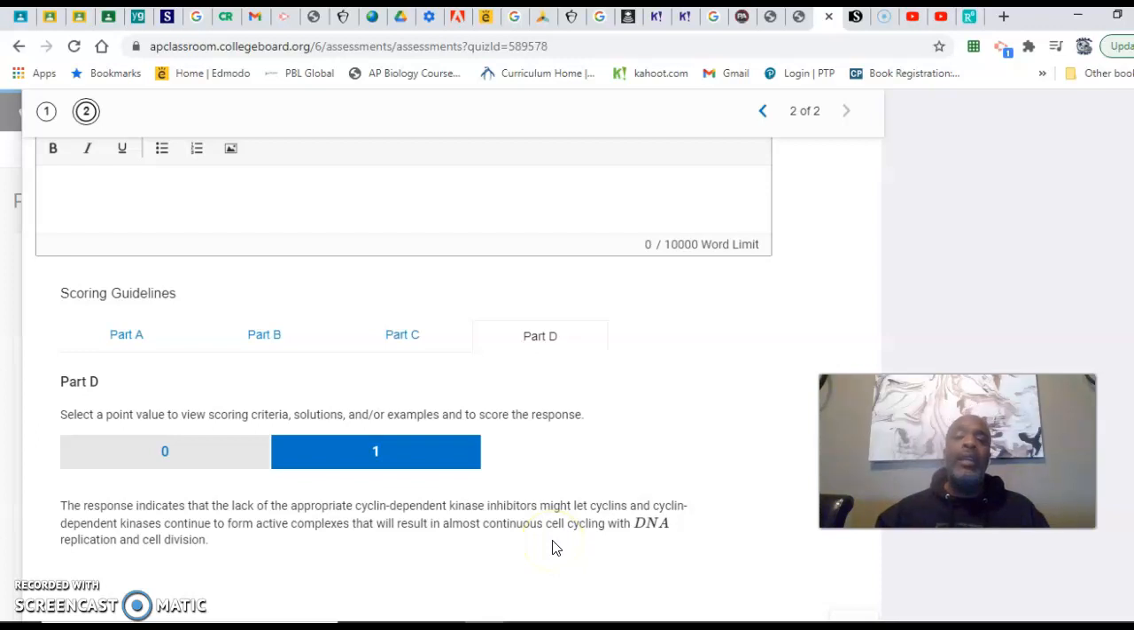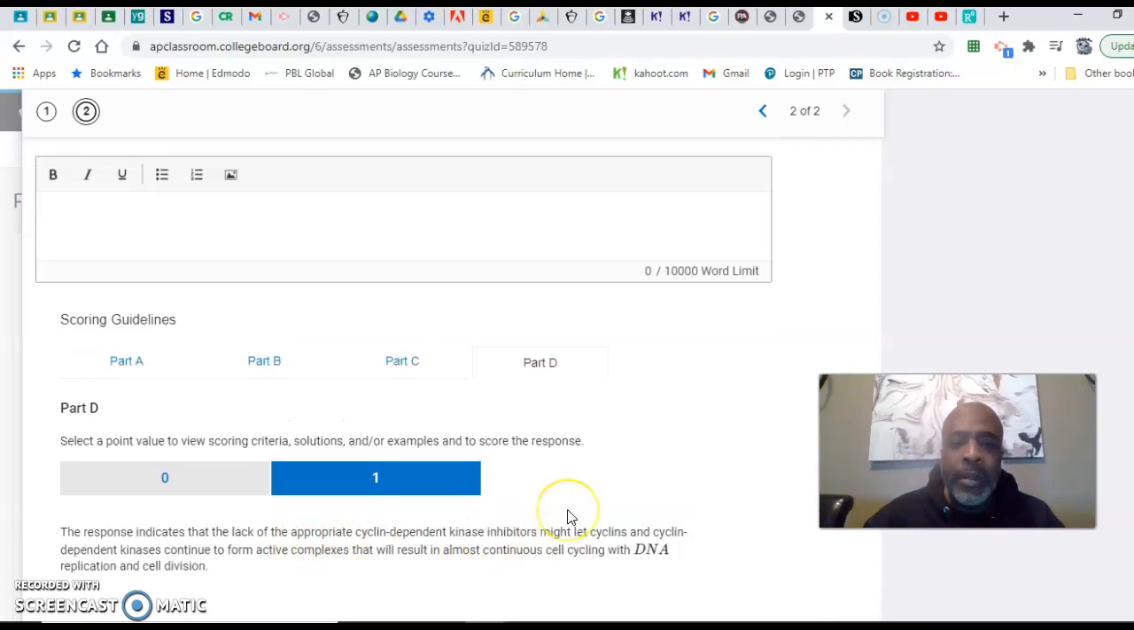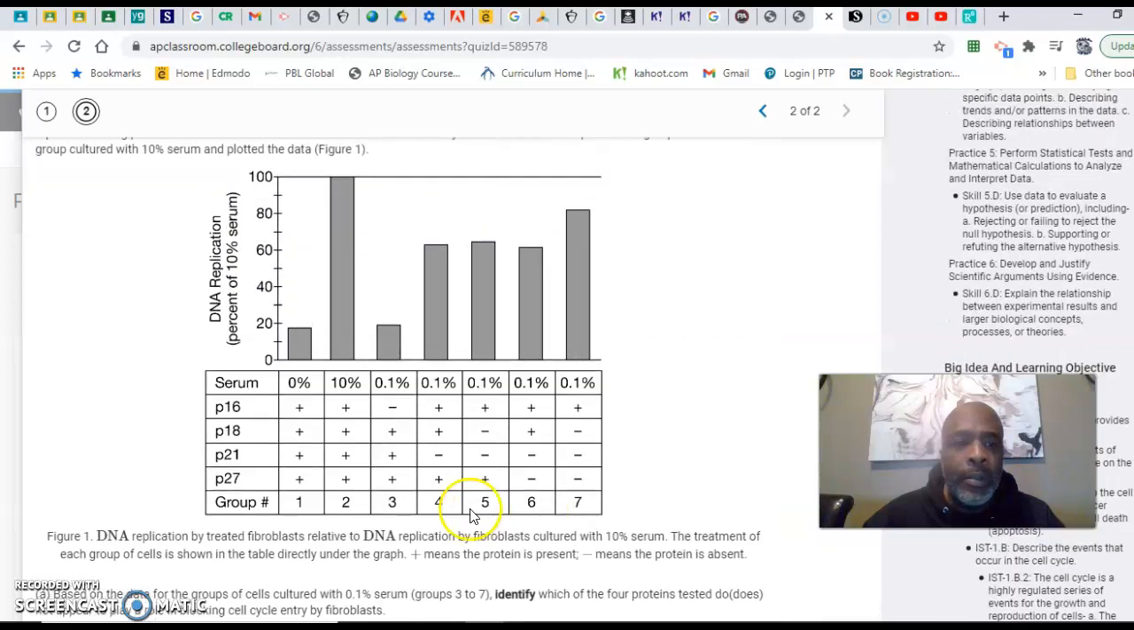So we can look at this and say, okay, if the cell is continually dividing, that means we must be missing the appropriate cyclin-dependent kinase inhibitors, which in this case appear to be 18, 21, and 27.